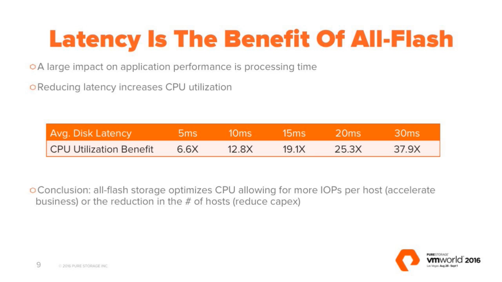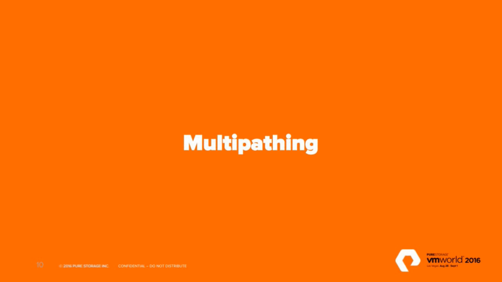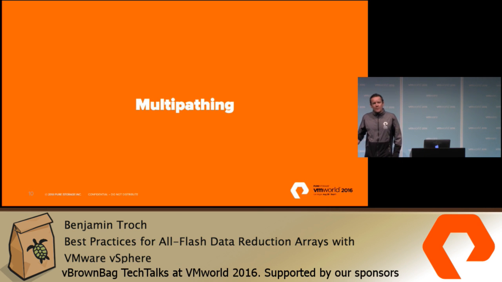So latency is the benefit of all flash. A large impact on application performance is processing time. So reducing latency increases CPU utilization, is what I just said. So we can use more CPU, so you can become more efficient. Maybe you can reduce the number of servers that you need to run the same number of VMs. This is one of the benefits that is not always underlined when you put in all flash. People say everything's just going to be faster, but you might be able to have a higher consolidation ratio. That is one advantage that a lot of people overlook.